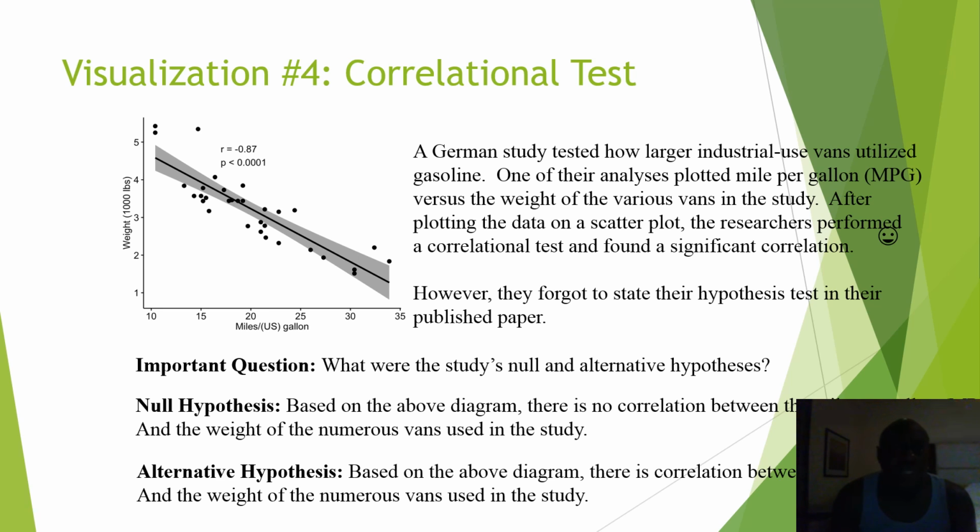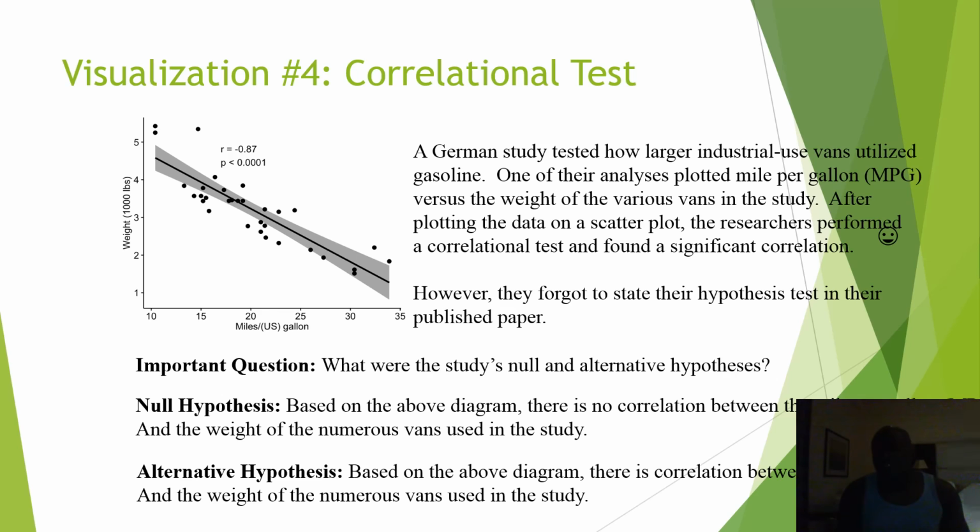Based on the diagram, the null hypothesis is that there is no correlation between the miles per gallon and the weight of the numerous vans used in the study. The alternative hypothesis, based on the above diagram, is that there is a correlation between the miles per gallon and the weight of the numerous vans used in the study.